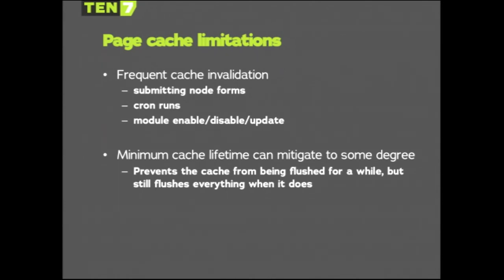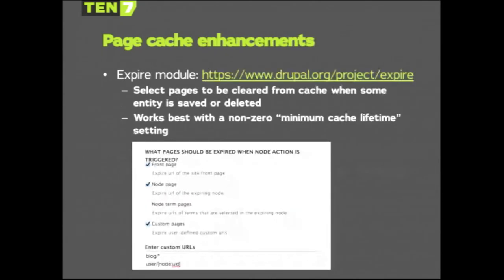There are a few modules that you can use to help get around some of these limitations. Probably one of the best ones that's available is something called the Expire module. This takes a little bit of configuration, but it allows you to clear pages selectively from the cache so that it's no longer an all or nothing scenario. It tends to work best with a minimum cache lifetime set, so that you can ensure that your page cache is available for up to, say, an hour, but that within that period of time, Expire is able to selectively remove pages that it knows about without clearing the entire cache.